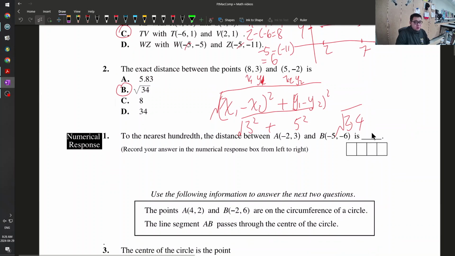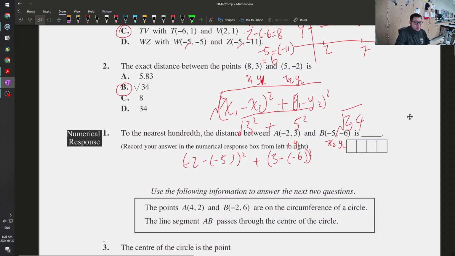Numerical response, same type of question. We're just going to use the same formula, x1, y1, x2, y2. Okay, to the nearest hundredth, the distance between A and B is, so x1 minus x2, negative 2 minus negative 5, squared, plus 3 minus negative 6, squared, and take the square root. Square this part, and take the square root. Man, my writing is probably a bit bad. Let me move it up just a little. So square root everything.